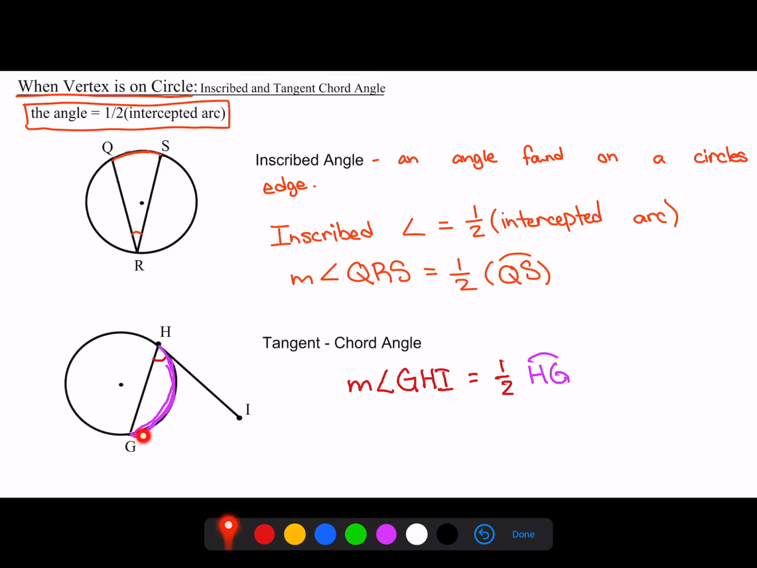So whatever arc it's facing, whatever arc it's intersecting, it's equal to 1/2 of it, as long as it's lying on the circle. So again, we saw if it's in the center, it's the same. If it's on the circle, it's 1/2 of the arc that it's facing.